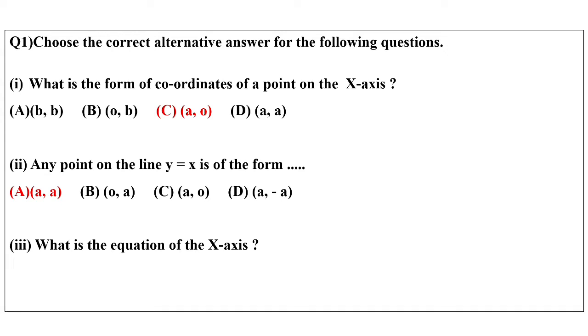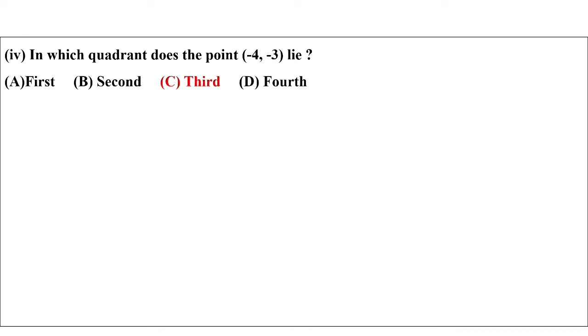The third one is given. What is the equation of the x-axis? So for the equation of the x-axis, the y coordinate will be 0. So option B is the correct answer. Now students, the fourth one is given. In which quadrant does the point -4, -3 lie? Here both the coordinates are negative. It will lie in the third quadrant.